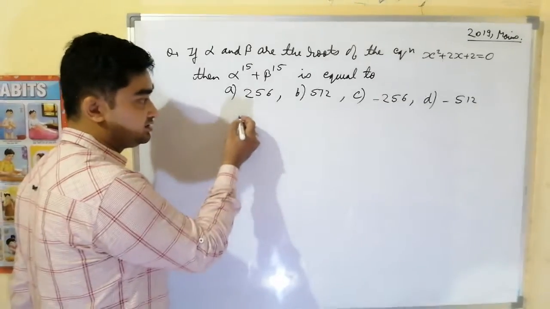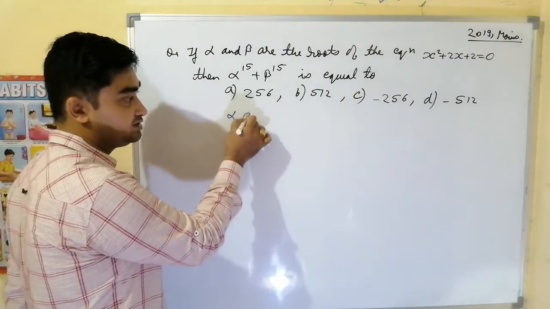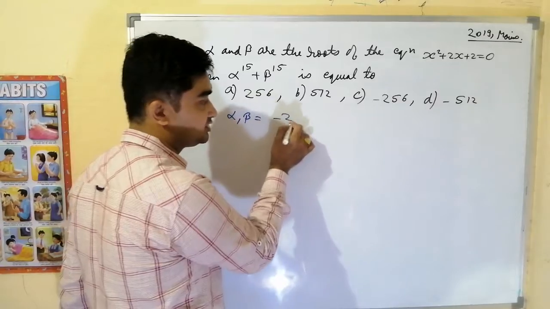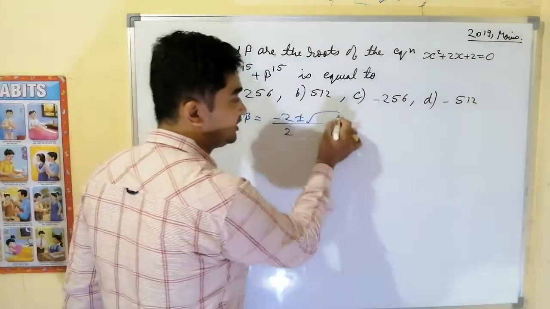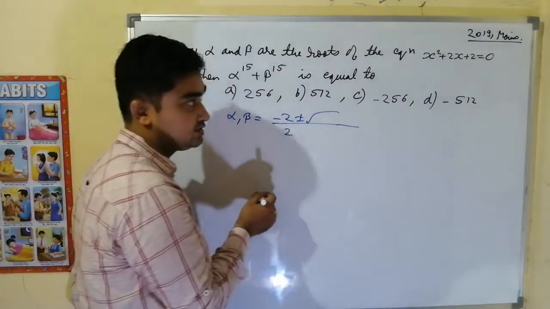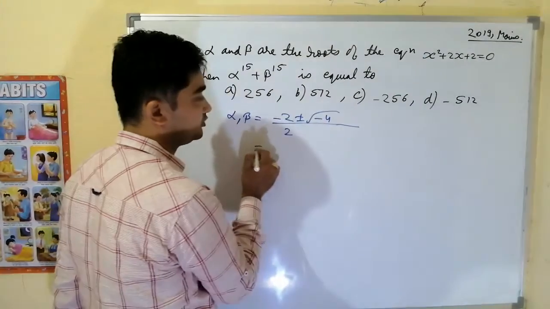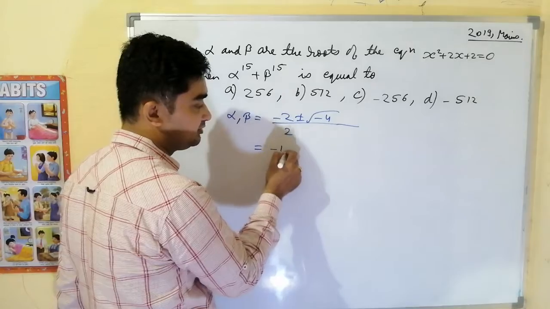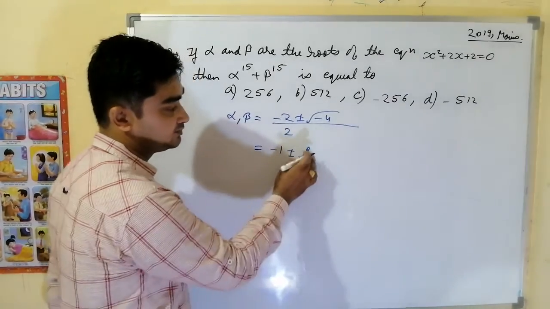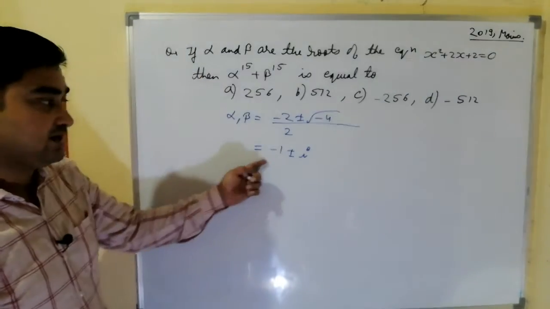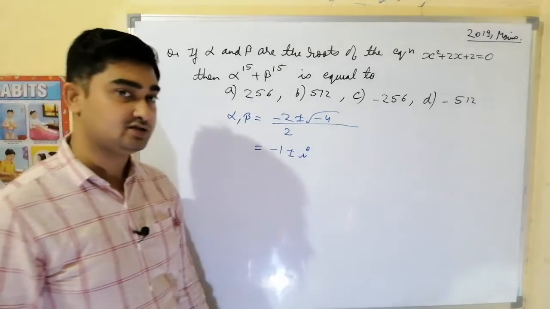What is alpha and beta? Same, we can find the roots as minus b upon 2a, which is minus 2 upon 2, plus minus under root of b square minus 4ac. What is b square minus 4ac? 4 minus 8, which will make it minus 4. So take 2 common and cancel, it will become minus 1 plus or minus iota. So roots are, one root is minus 1 plus iota, another root is minus 1 minus iota.